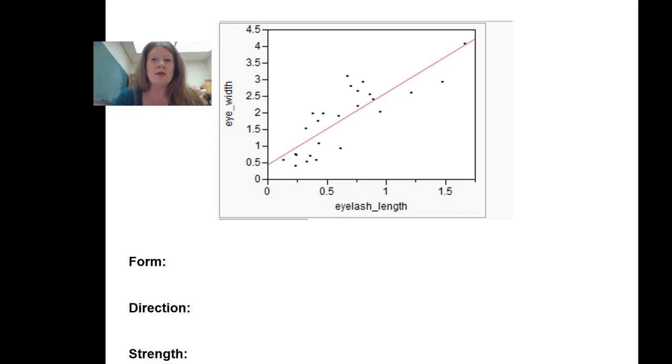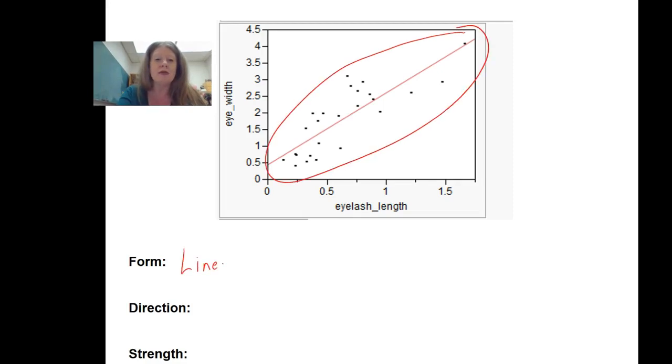So again, what you're seeing ideally here as you're looking at this is that we do have a linear form. So we can imagine a line going through the points, and the points are clustering around the line. I'm hoping you're seeing that we have this positive slant to our line, so we have a positive direction. And then in terms of strength, how would you talk about the strength here? So sometimes it's hard to really know for sure.